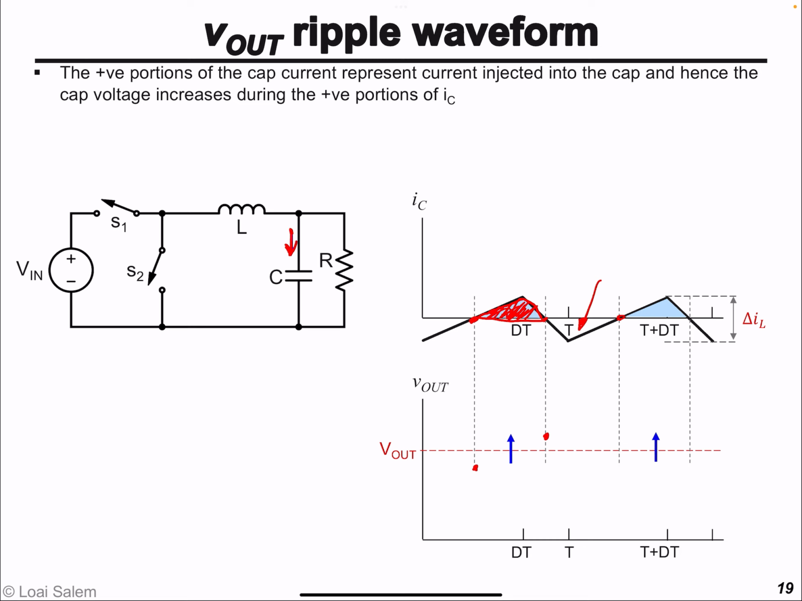On the other hand, this negative triangle represents current that's taken from the capacitor, and so the capacitor voltage moves from its max value to its minimum value, and periodically repeats. So at the zero crossing of the capacitor current, you will find the capacitor voltage at its minimum and maximum values.